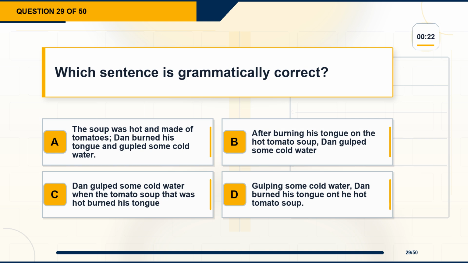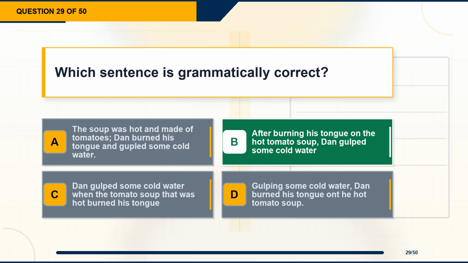Question 29. Which sentence is grammatically correct? Option A, the soup was hot and made of tomatoes. Dan burned his tongue and gulped some cold water. Option B, after burning his tongue on the hot tomato soup, Dan gulped some cold water. Option C, Dan gulped some cold water when the tomato soup that was hot burned his tongue. Option D, gulping some cold water, Dan burned his tongue on he hot tomato soup.